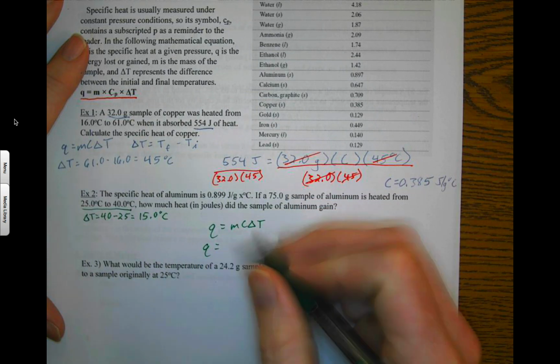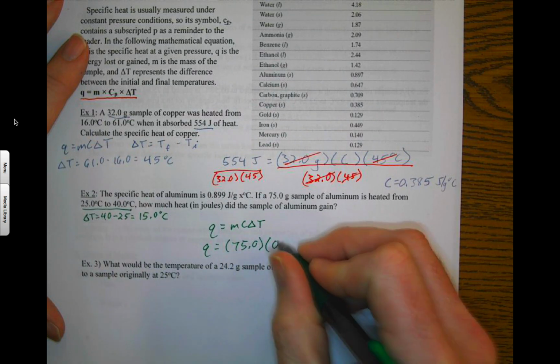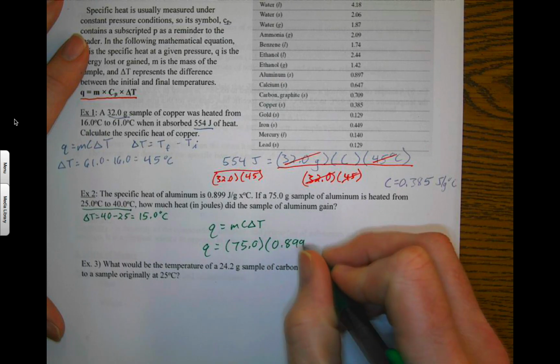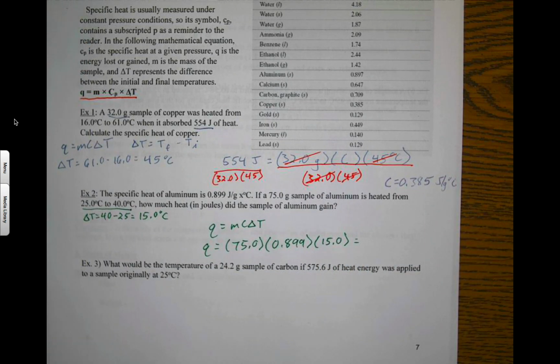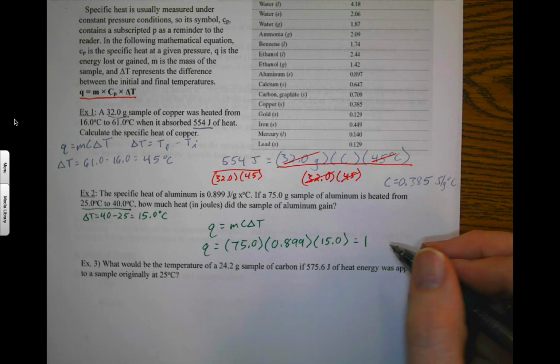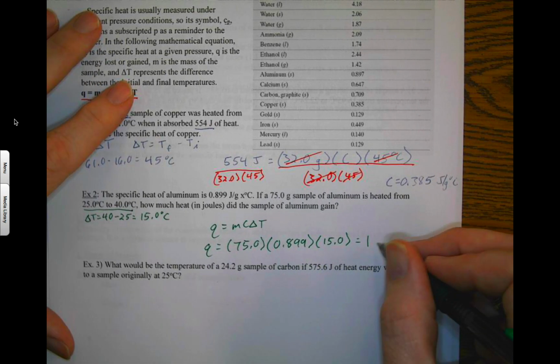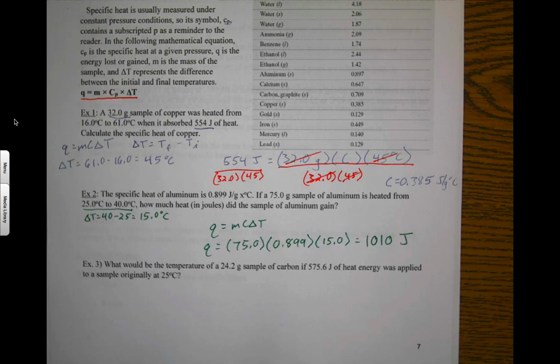So Q equals your mass, which is 75.0, times your specific heat, which is 0.899, and your delta T is going to be 15.0 this time. So 75 times 0.899 times 15 is going to give you 1,011, but we want to keep 3 sig figs, so we're going to go 1,010 joules. Good.